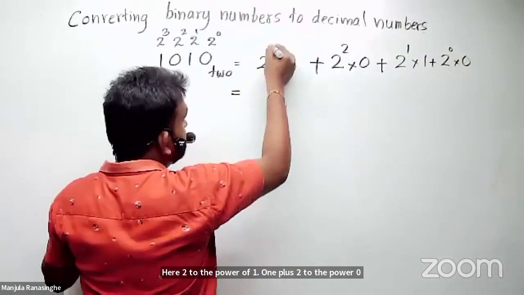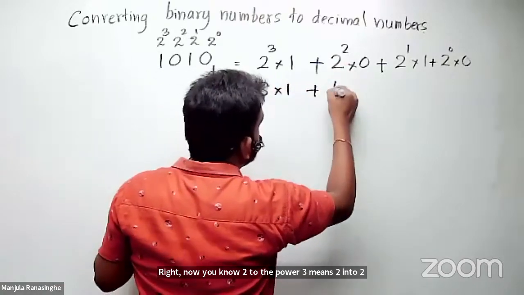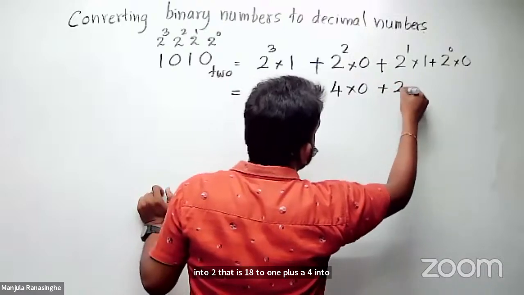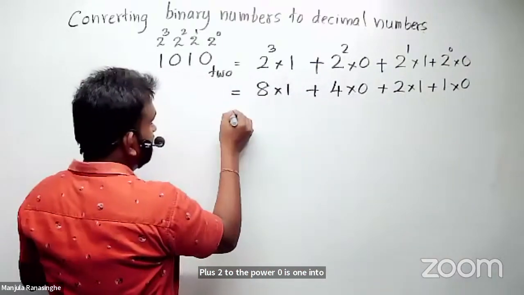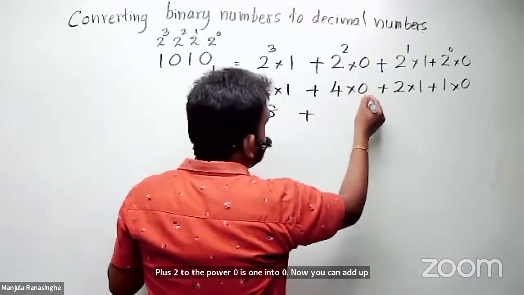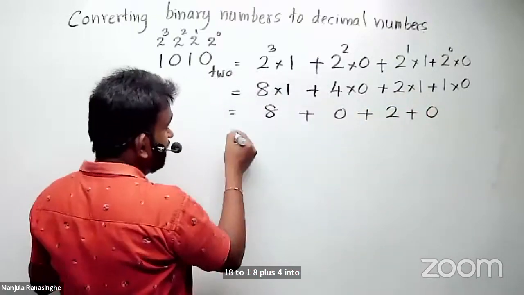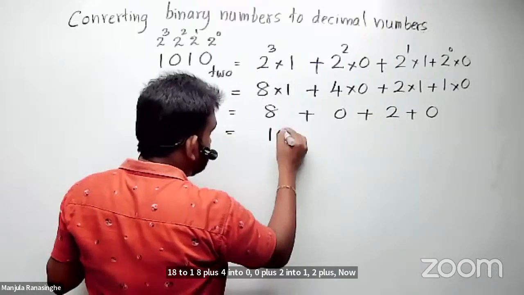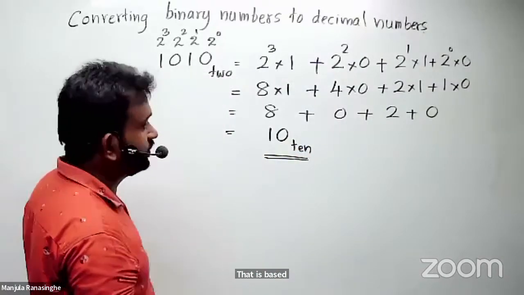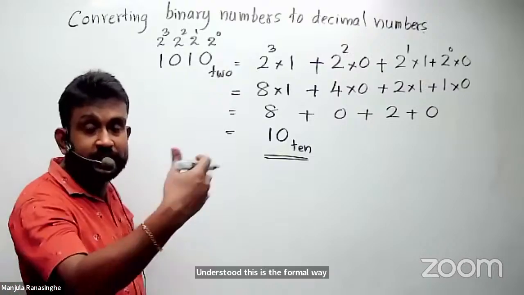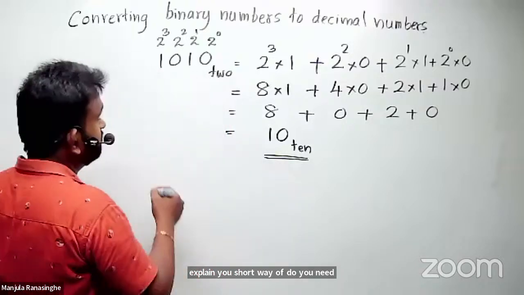Now you know 2 to the power 3 means 2 into 2 into 2. That is 8 into 1, plus here 4 into 0, plus 2 to the power 1 means 2 into 1, plus 2 to the power 0 is 1 into 0. Now you can add up: 8 into 1 is 8, plus 4 into 0 is 0, plus 2 into 1 is 2, plus here 0. Now you can add up all the things together. 8 plus 2, 10. That is base 10. Understood? This is the formal way, but then I will explain you a short way of doing it and taking the answer. Okay, this is the first example.